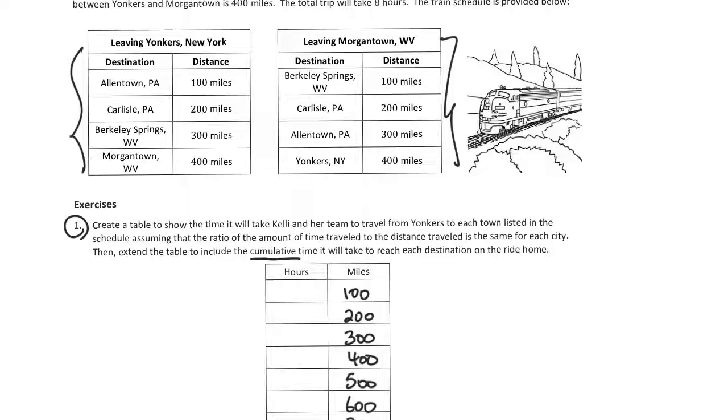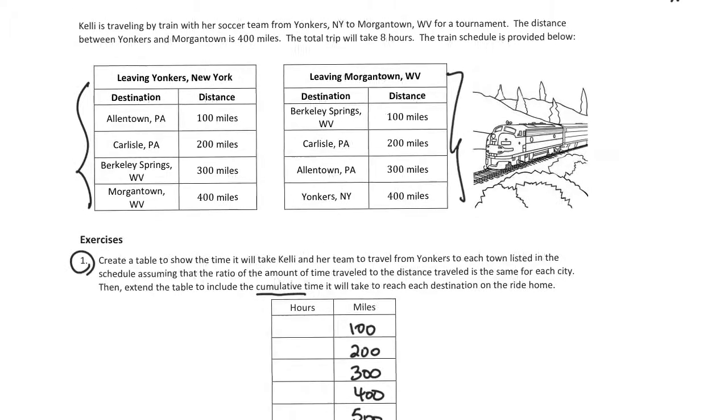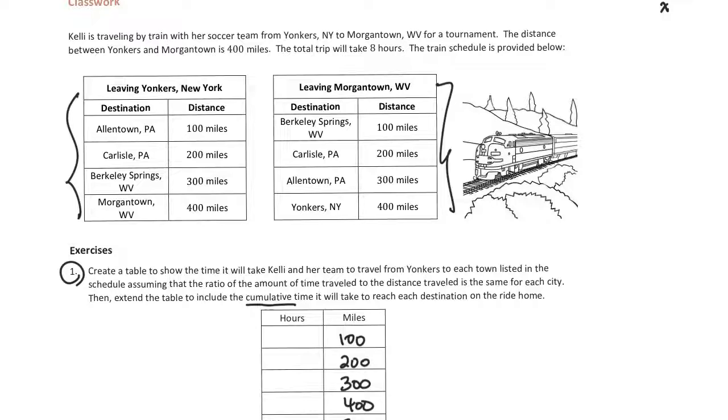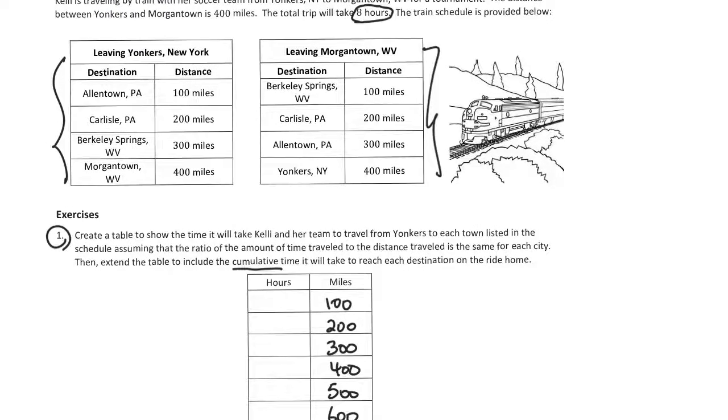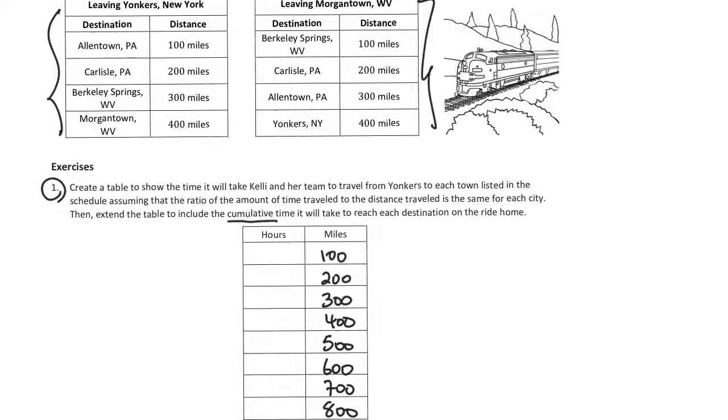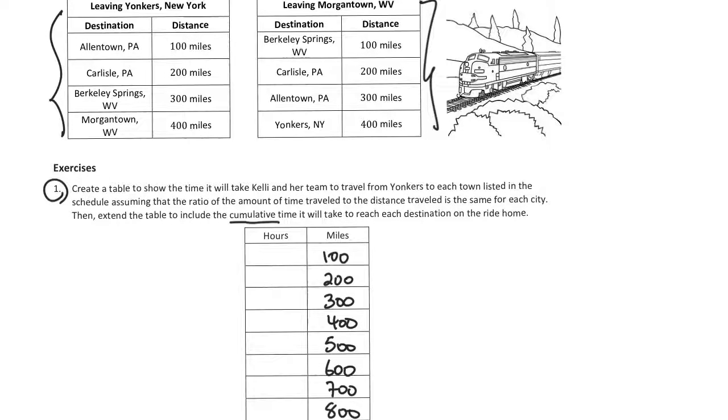Now, the trick is, what is the time? So we have to look back in the question. What is the time? It says the total trip takes 8 hours right in here. Okay, so that's an important bit of information. Now, is that 8 hours in one direction or is it both ways? And if we read the question carefully, the time it takes to go the first 400 miles is 8 hours. So this total length here, and I'll write it in, is 8 hours.